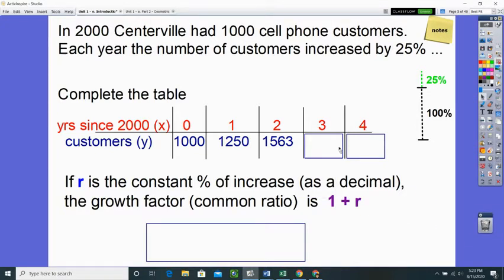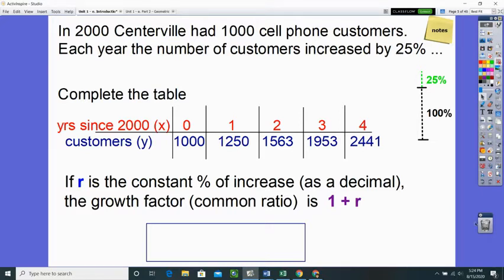Pause the video and see if you can come up with the next two numbers. So the 1,563 times 0.25, add it back into the 1,563. You now have a total of 1,953. And then here you should have had 2,441. Now, there's kind of an easier way to get there.